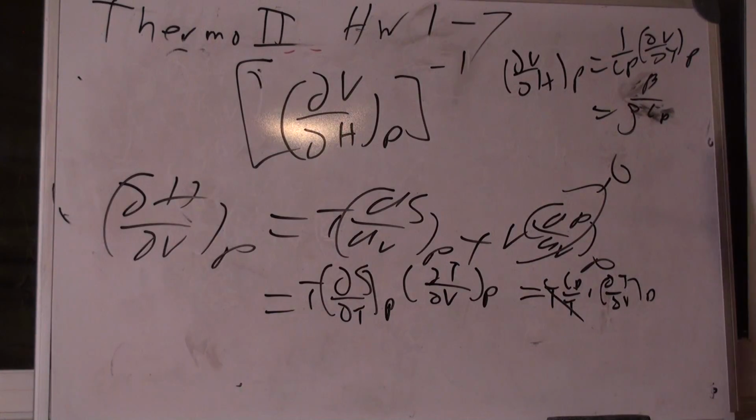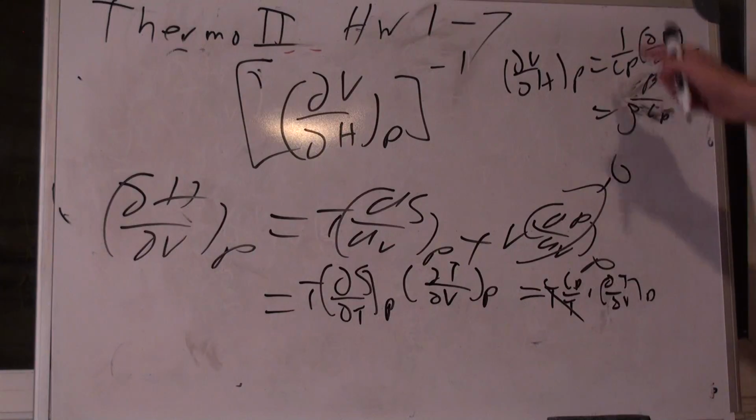Now, in this case, if dV/dH at constant P is going to be as small as possible, that means we want beta to be what? Big or small? We want rho to be what? Big or small? We want Cp to be what? Big or small? We want beta to be small. We want rho and Cp to be big, because dividing by a big makes this small. Okay.